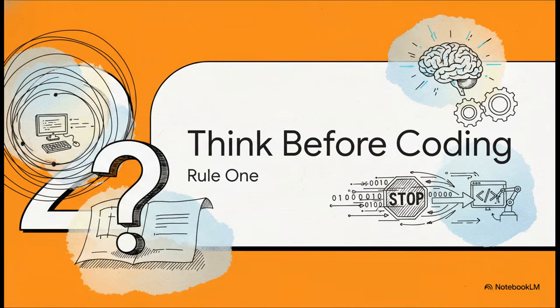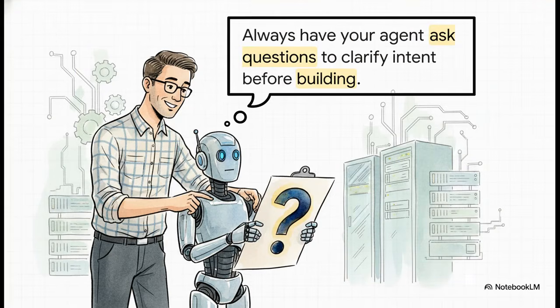Moving on to Section 2. Rule 1. Think before coding. This is all about stopping the AI from jumping straight into writing code without actually understanding the assignment first. As your teammate, I really want you to internalize this mentor's maxim. Always, always force the AI to ask you questions first, rather than letting it assume what you want.